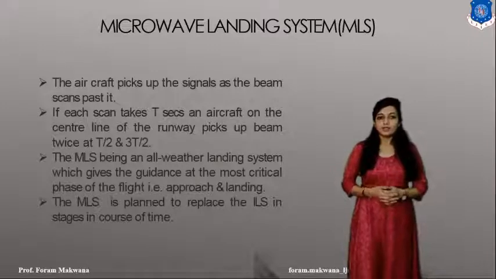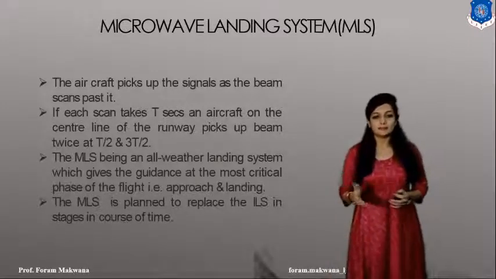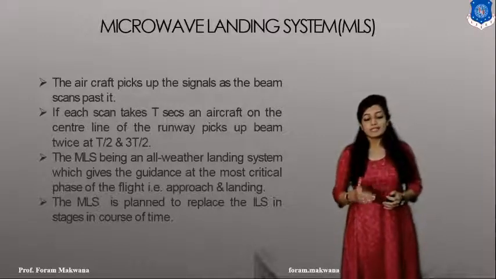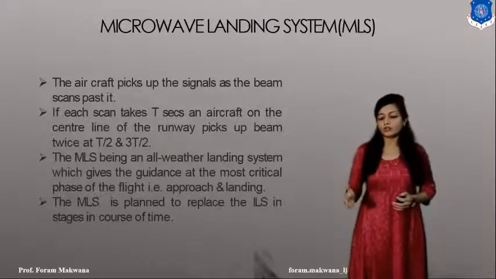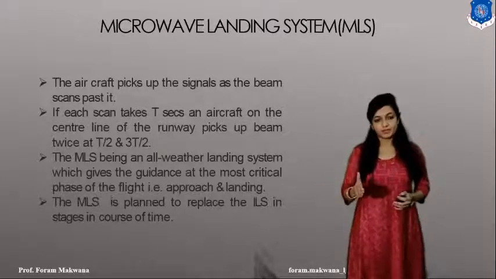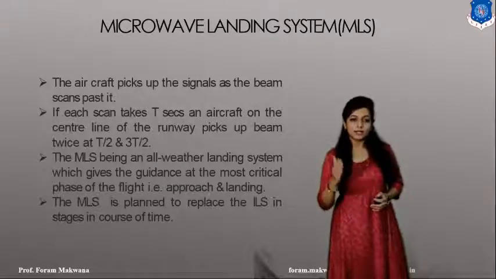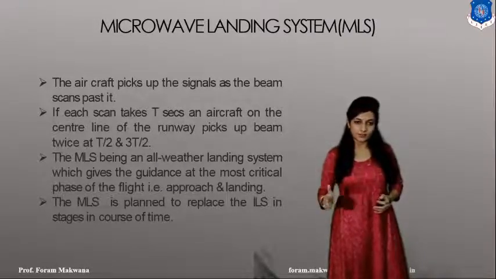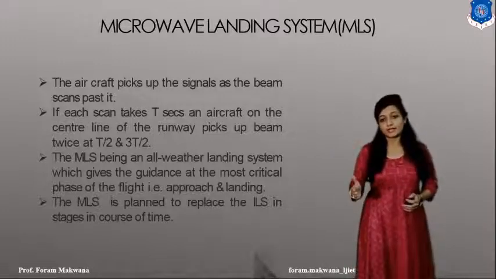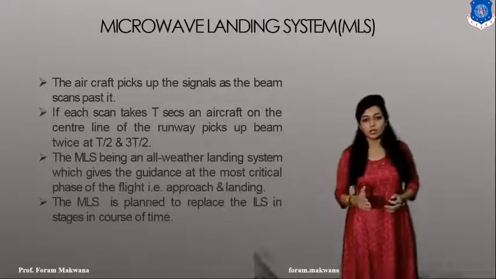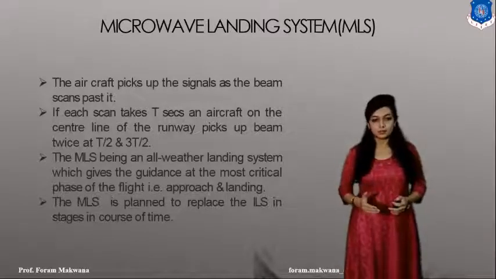Apart from that, the aircraft picks up the signal as the beam scans. Alright? So if each scan takes t seconds, an aircraft on the center line, because the beam continuously scans vertically as well as horizontally, picks up the beam twice at specific intervals, that is t by 2 to 3t by 2.